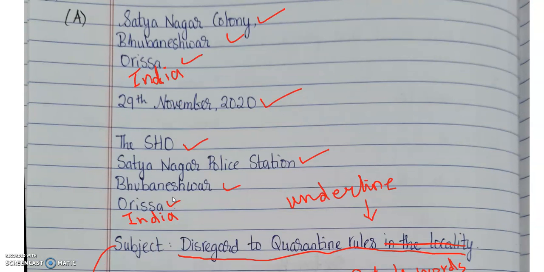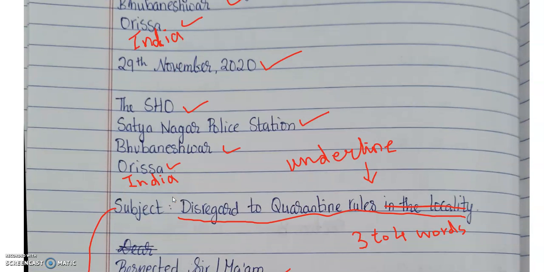The SHO, it is given in the question paper, but what is expected is the full form, that is the station house officer. Kindly excuse. There is a station house officer, and then it is the Satyanagar police station. The word 'the' is missing over here. Then city, and the country.